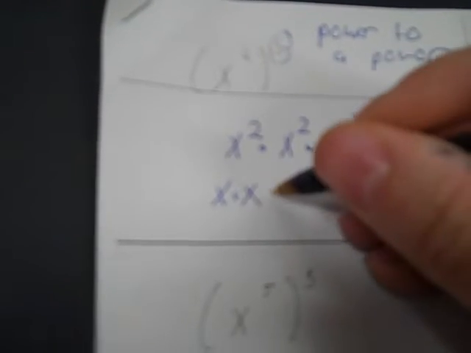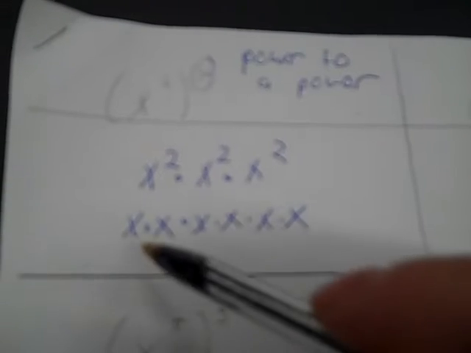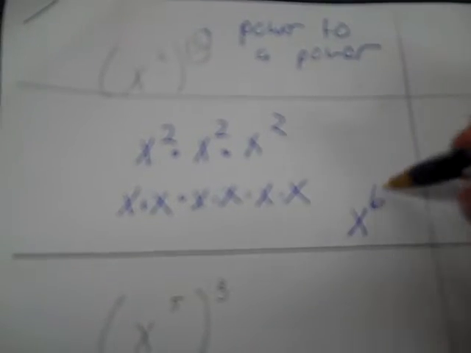So x times x, times x times x, times x times x. Again, we're not doing this on every problem. This is just to get the concept. How many x's are cloned here? 6. So x to the 6. What can you do with 2 and 3 to get 6? Well, you don't add them. 2 plus 3 is 5. You obviously don't minus them. You'd multiply them. And that's how power to power works.